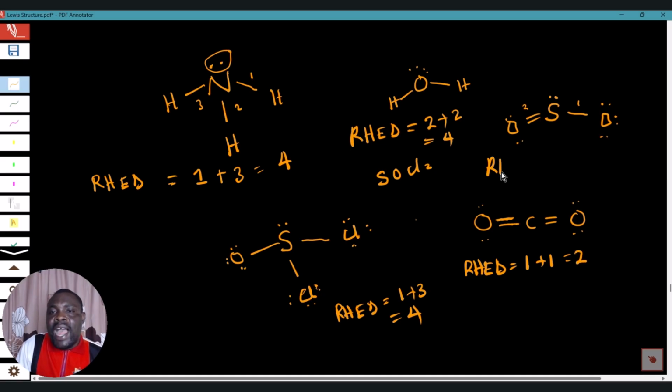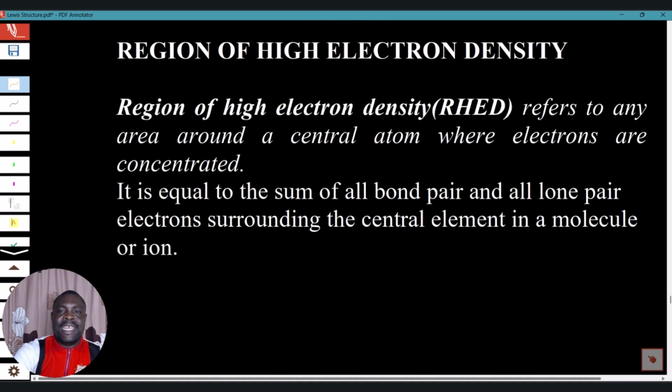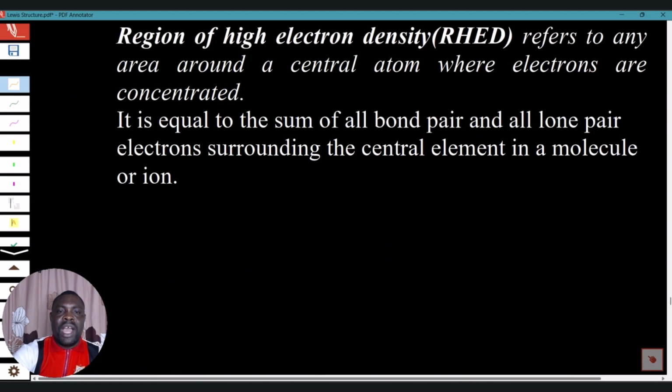Now let's look at the region of high electron density of sulfur dioxide. It has 1 lone pair plus 2 bond pair. Now the first bond pair is single, the second bond pair is double. We are still going to count them as 1 plus 1, making 2 bond pair. The region of high electron density is 3. So the sum of all lone pair and bond pair surrounding the central atom in a Lewis structure is what we call the region of high electron density. And that refers to the concentration of electrons around the central atom.